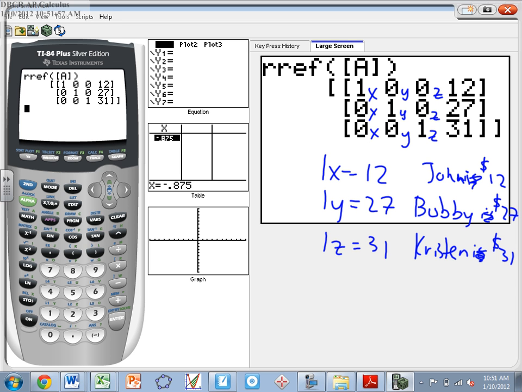Now, here's a suggestion for you guys. Remember concept 27 we did last week? We looked at elimination method with two equations, two variables. You can use the same thing with a matrix just to check your answer. Even if you do it by hand, you can still check your answer.